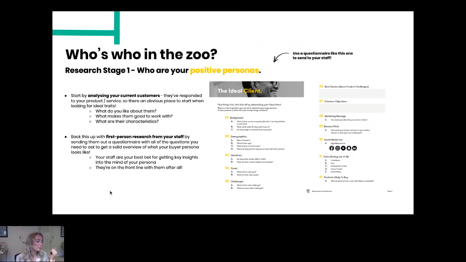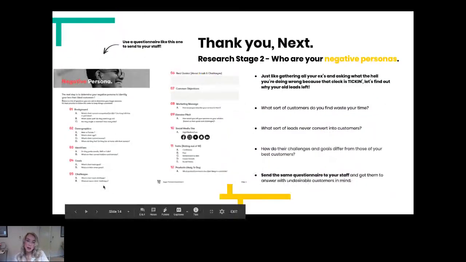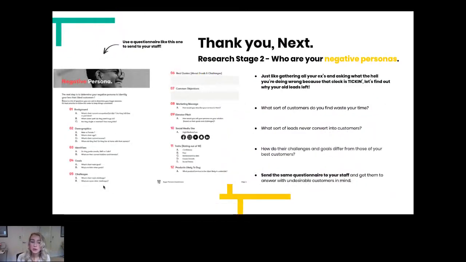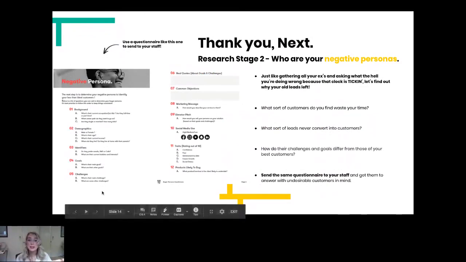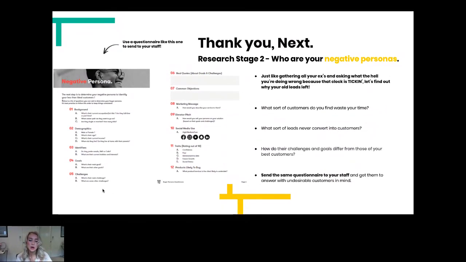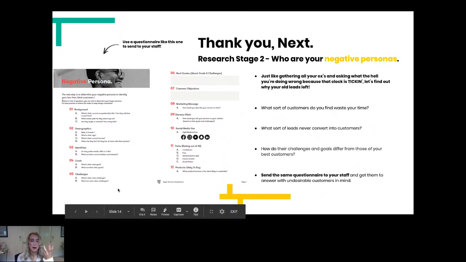So they'll have some really good insights that you might not have thought of, and they'll really know what's going on. So next up, we have to look at your negative personas. You're doing the same thing, using this same questionnaire, sending it out to your staff, but from the point of view of someone who they wouldn't want to be working with. So you have to think about what sort of customers waste your time, what sort of leads never convert, and have a look at how their challenges and goals differ from those of your best customers. That's the really important takeaway from separating those in your head.